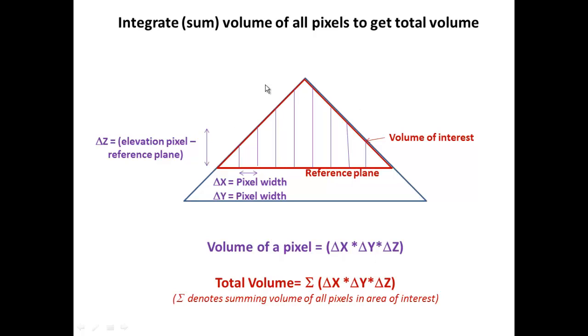And if we want to get the volume of the whole area, we're going to just sum up the volume of all the individual pixels. So literally we're doing an integration. We're summing up the volume of all the pixels, and that's what this sigma symbol tells us.